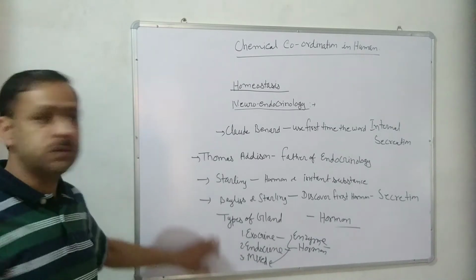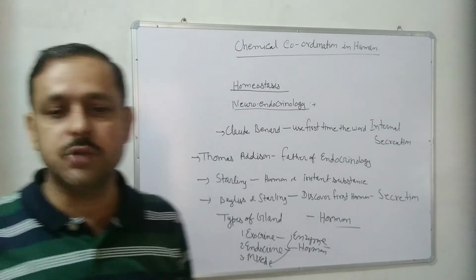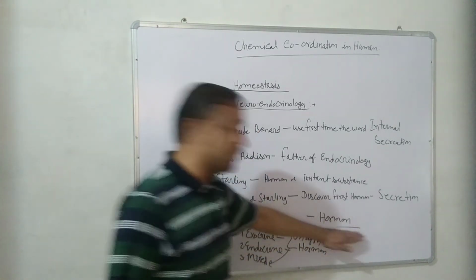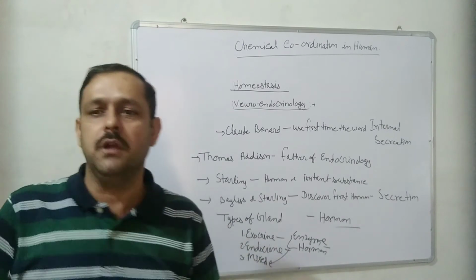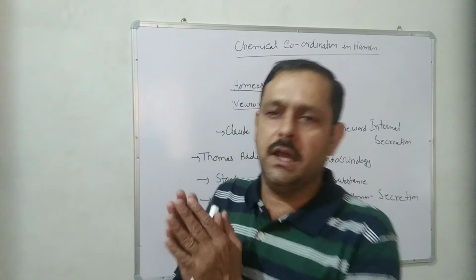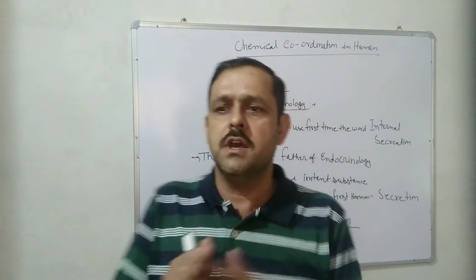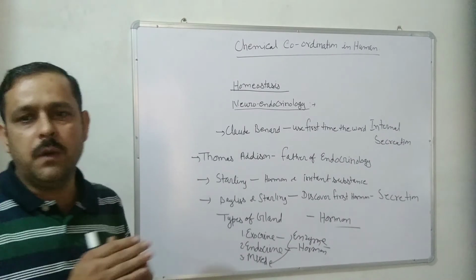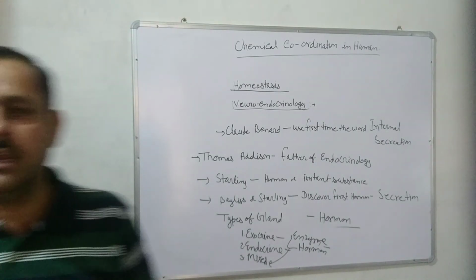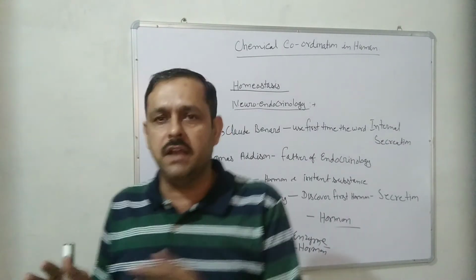Now we are discussing the types of gland and the word hormone. What is hormone? Hormone is such a type of chemical messenger which is present in our body and naturally synthesized by endocrine glands.